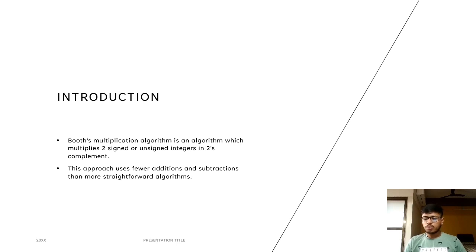This Booth algorithm was invented by Andrew Donald Booth in 1950, when he was doing his research on crystallography at Birkbeck College in Bloomsbury, London. While doing his research, he needed a technique to multiply two signed integers easily and with fewer additions and subtractions.